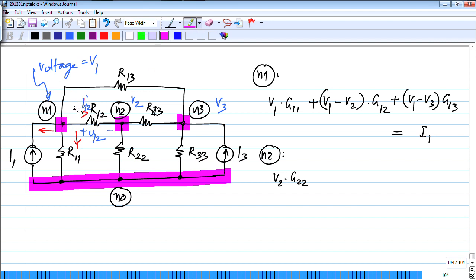Now, note that while writing the equation for node 1 for R12, I took the current from left to right. Now, I will take it from right to left, okay. That's because for every node, I will write the equations in terms of current flowing outwards, okay? And the current flowing from right to left is V2 minus V1 times G12, okay? I hope that is clear.